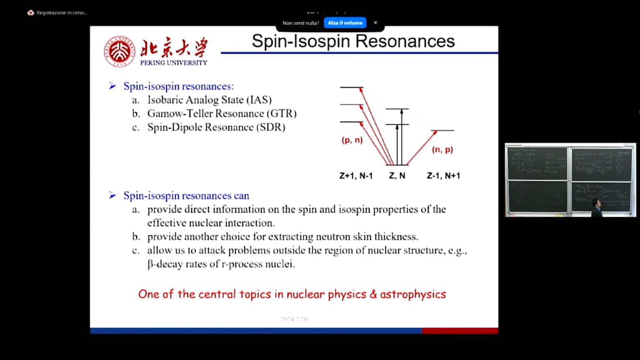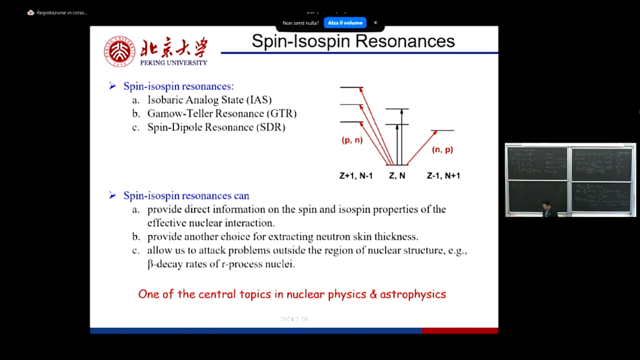This is very important because the spin-isospin resonance essentially tells us about three subjects: the isobaric analog states, the Gamow-Teller transition, and the spin dipole resonance. And of course, you will see this is very important because it will tell us something about, for example, the beta decay half-life, and particularly nowadays people are talking about the double beta decay or neutrinoless double beta decay. That is already a hot topic not only in nuclear physics, but also in particle physics as well. And all of this would definitely be discussed or described properly in the relativistic density functional theory.